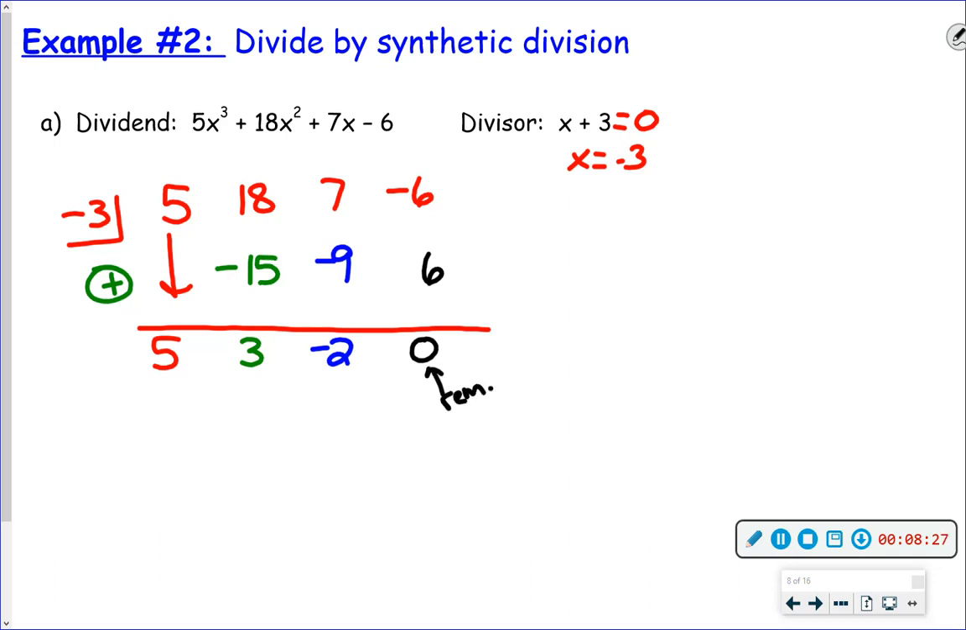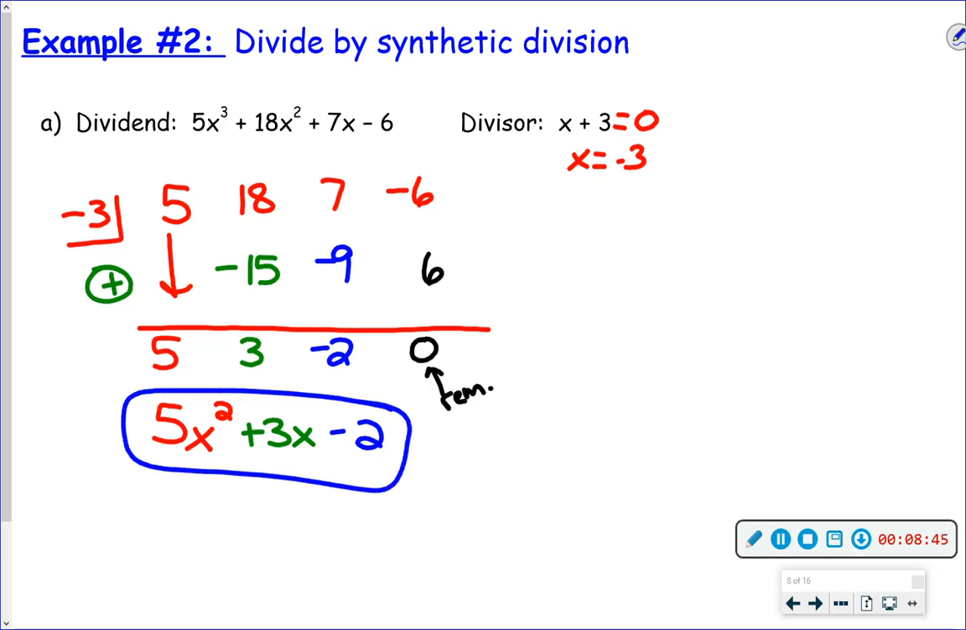Just a little FYI. And I'm going to start with the 5. We are always down 1 in exponent on the dividend. So my dividend highest exponent was x cubed. So this is 5x squared plus 3x minus 2. And of course, if I did actually have a remainder, I would put that back in a fraction style over the divisor, which we will see in some upcoming problems.